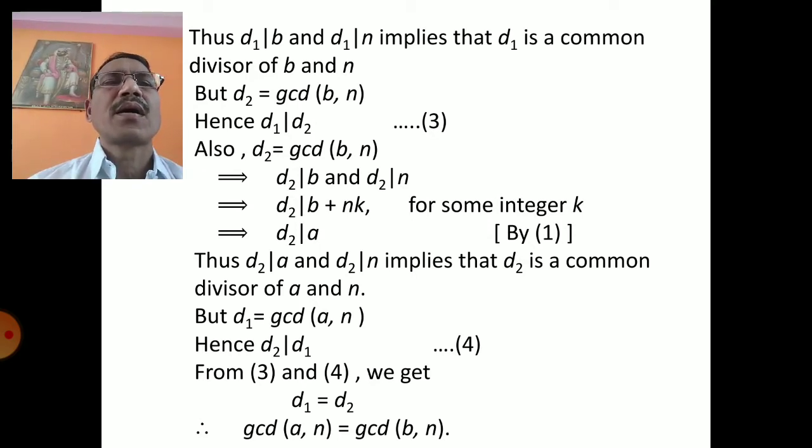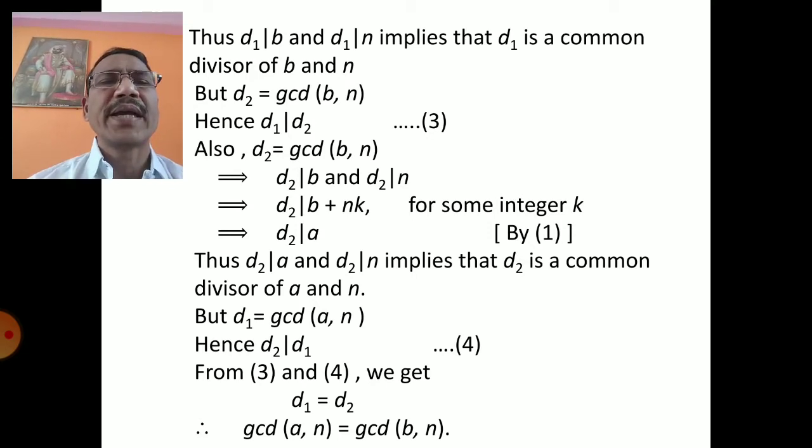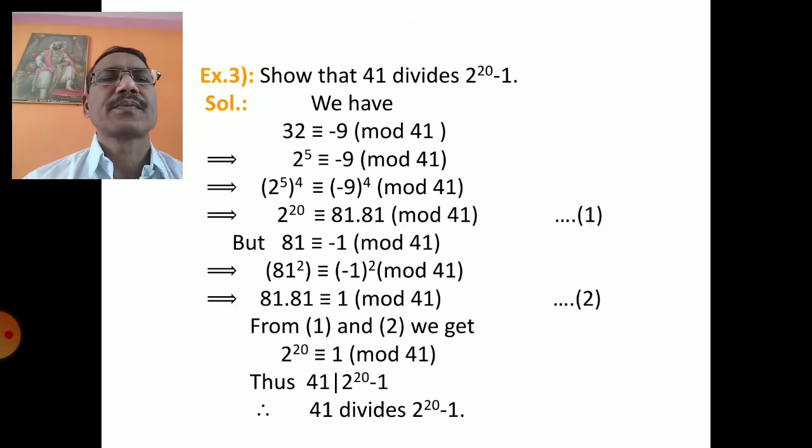Now observe expressions 3 and 4. In the third we have d1 divides d2, and in the fourth we have d2 divides d1. This implies that d1 is equal to d2. But d1 is the greatest common divisor of a and n and d2 is the greatest common divisor of b and n. Putting these values, finally we get the greatest common divisor of a and n is equal to the greatest common divisor of b and n.